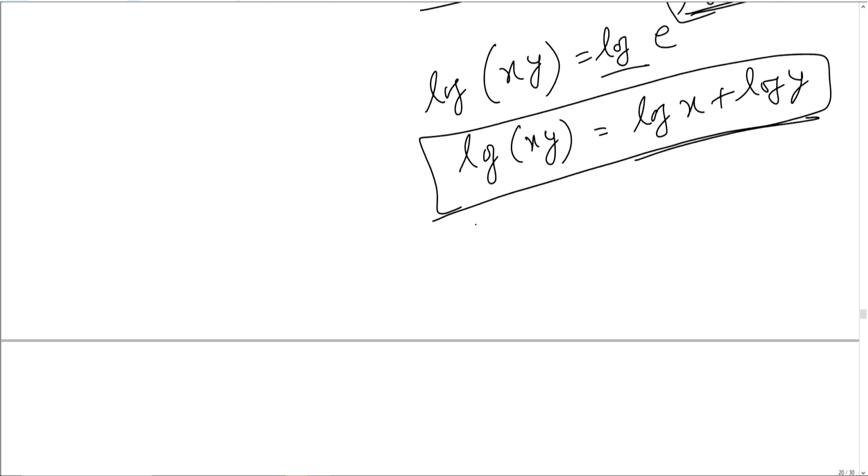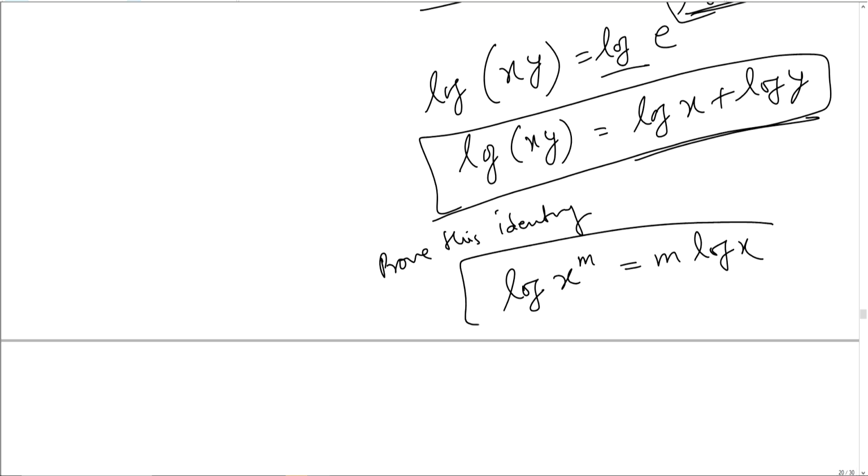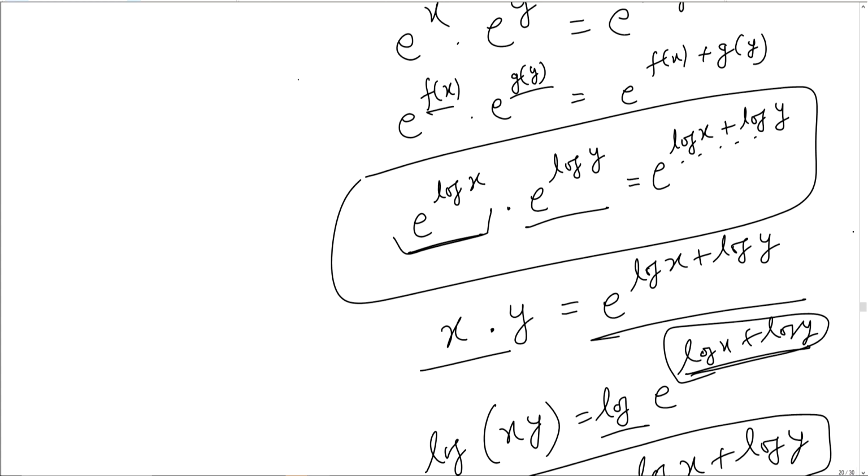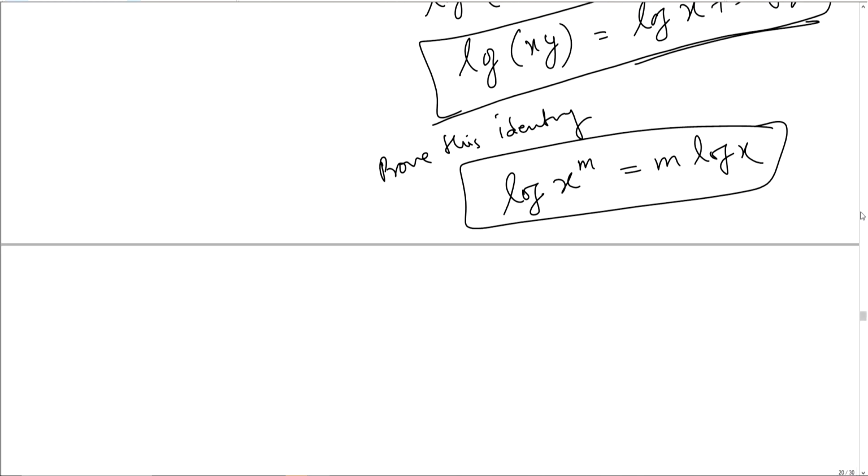Now, there is some homework for you. What if I want you to prove this identity, that log of x to the power m equals m log x? You need to prove this identity. You can take the same approach as we took here with the exponents with the previous identity and try to prove this identity. This is something you can do at home.